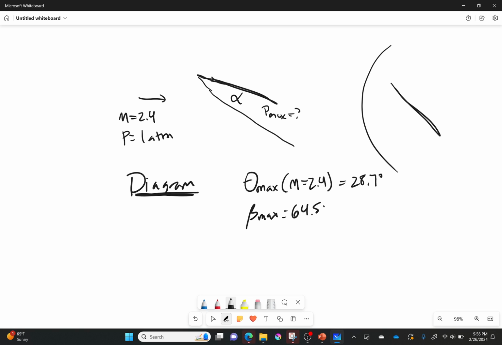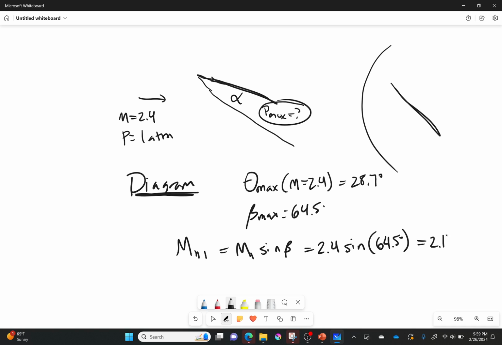Okay, so we have both of these now, and now let's find all the properties we're going to need to figure out what's happening after the shock wave, because we need to find our max pressure, and to do that we need to figure out our change in pressure across that shock wave. So first off, our normal Mach number before it is going to be equal to M1 times sine of beta. This is going to be the max beta here. So it's going to be equal to 2.4 times sine of 64.5 degrees, which is equal to 2.17. Okay, we have it. Nice.